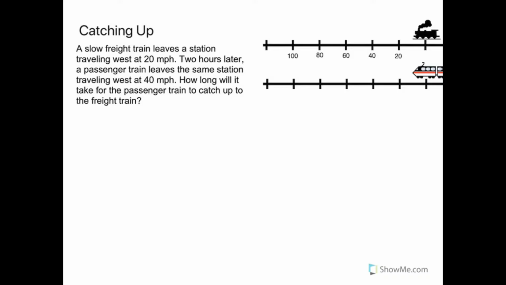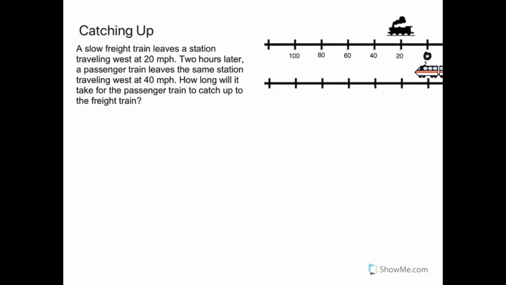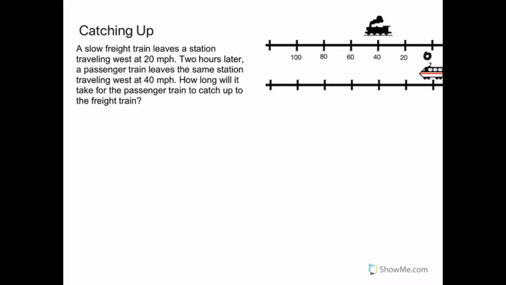First, let's watch what happens as the trains go through the various hours. At the beginning, they're each at the 0 point. But after 1 hour, the freight train's traveled ahead 20 miles, and the passenger train is just sitting in the station. After 2 hours, the freight train's gone another 20 miles. It's 40 miles from the station. Still, the passenger train hasn't left yet because it doesn't leave until 2 hours later.